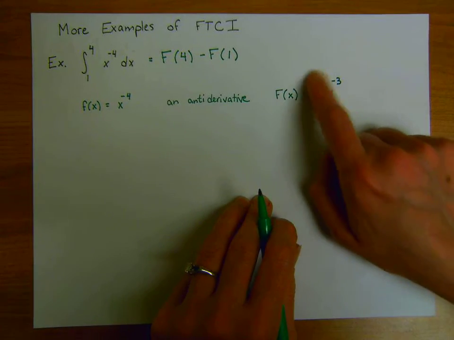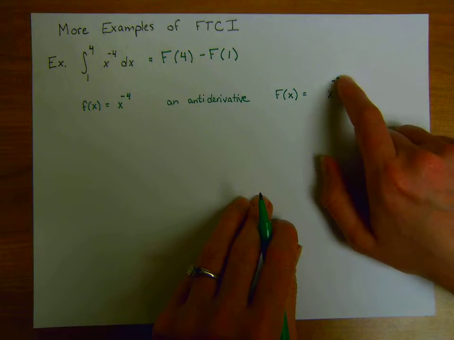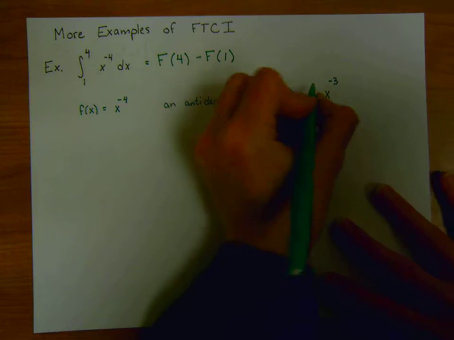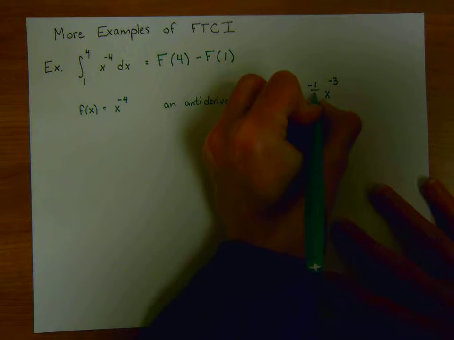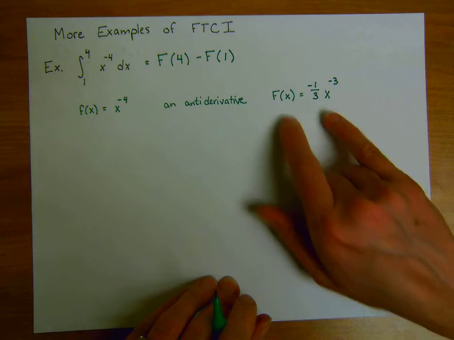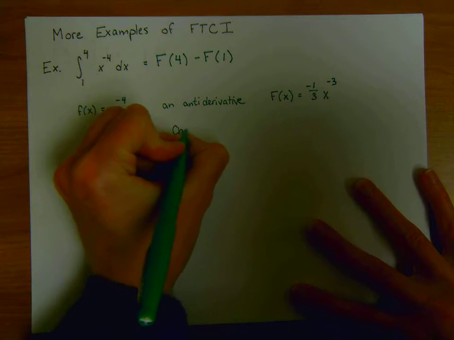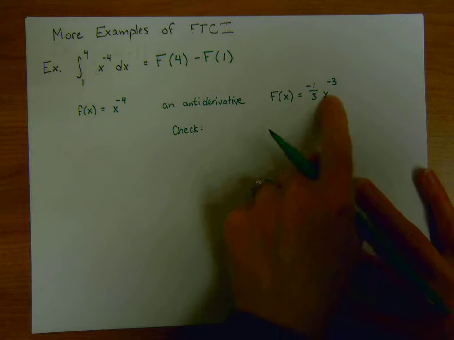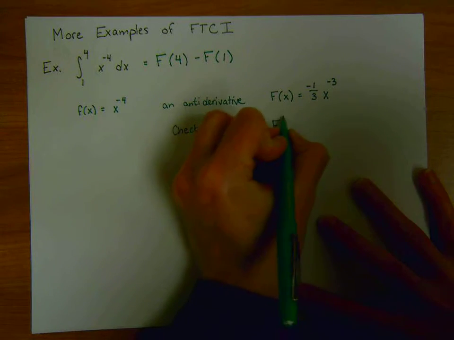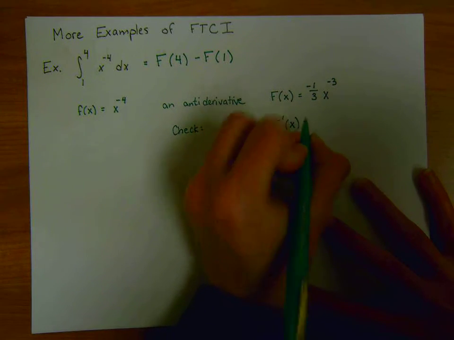But then I have to worry about the coefficient, that I need to be able to get rid of this negative 3 when I take the derivative. So here's an antiderivative, and let's check. I think it's always worth checking. I claim that this is the antiderivative. Let's go ahead and take the derivative of this function to see if I get what I want.